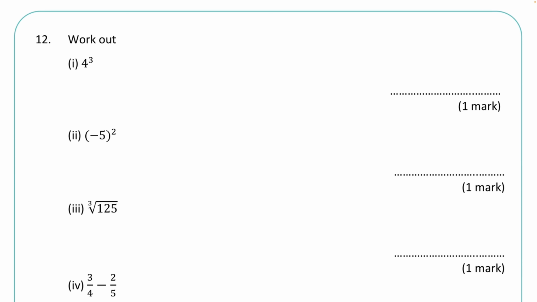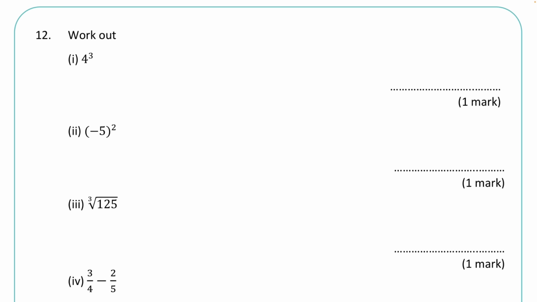Now for question 12, we've got some powers and roots and some fractions down there. For part 1, we have 4 to the power of 3, which is 4 times 4 times 4. 4 times 4 is 16, and 16 times 4 is 64. And there we go, there's our first one, dealing with a power of 3. For part 2, we have a negative number being squared.